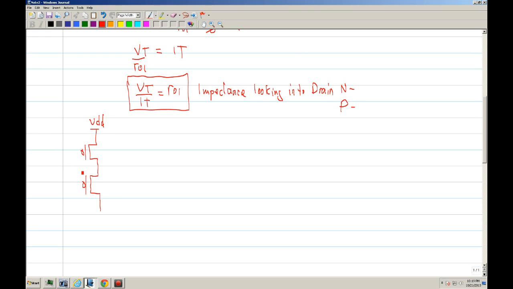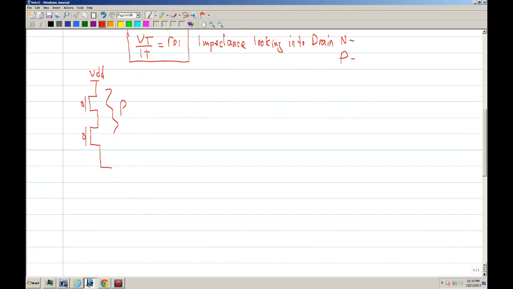You'll have the P channels, and you'll have the N channels, and you'll have your ground. And you'll have your signal vin here, and these will be V bias. We'll say V bias 1, V bias 2, V bias 3. Okay, and the output would be here.